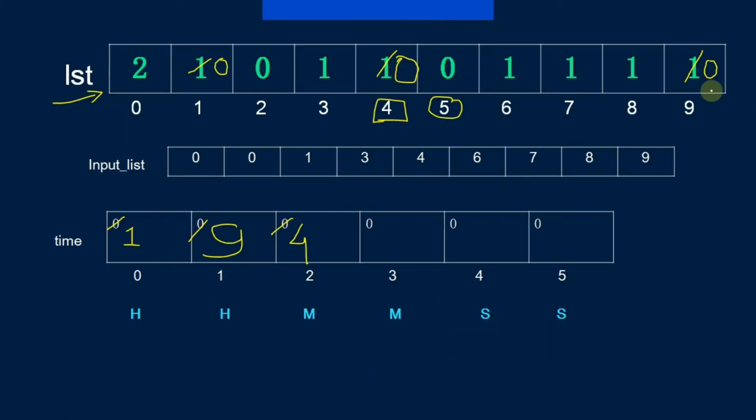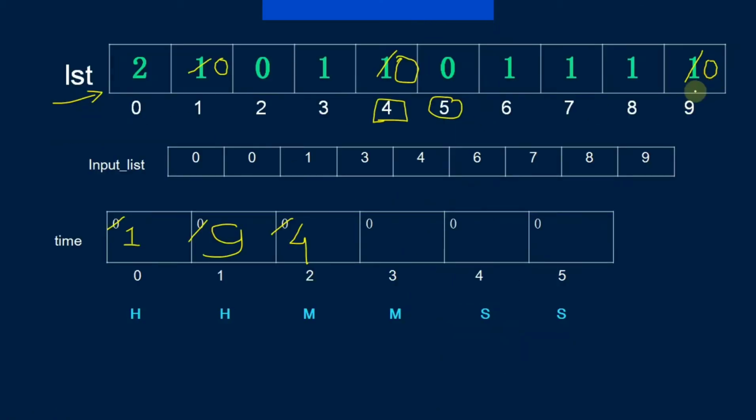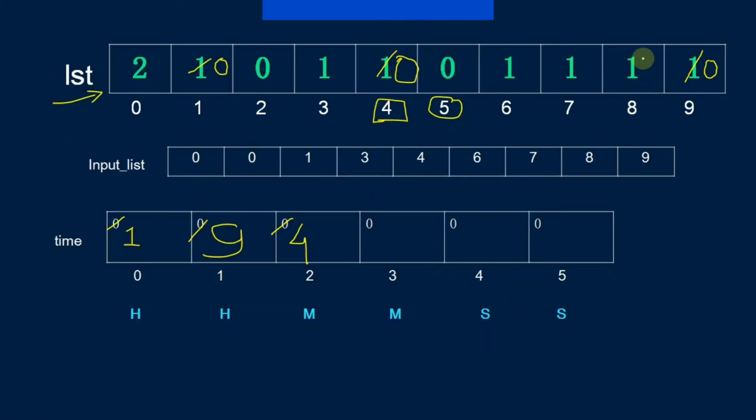So let's see. For I in range 9 comma -1, LST of 9 greater than 0. If you talk about LST of 9, it has already been 0, so the condition will be false. Again the loop will iterate and the I value will decrement by 1. Now the I value will be 8, so LST of 8 greater than 0. LST of 8 is 1, it is greater than 0, the condition is true.